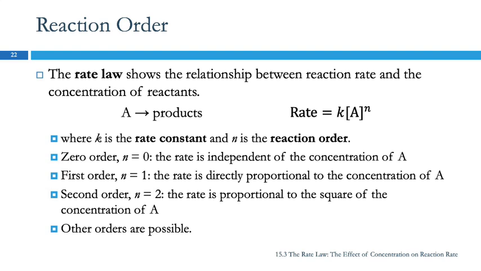We will be talking about a zero order reaction. That's where n is equal to 0. We'll talk about first order reactions where n is equal to 1, and second order reactions where n is equal to 2. There are other orders possible. We could have n equals 3 or n equals 2/3. I mean, you can even have fractional orders.